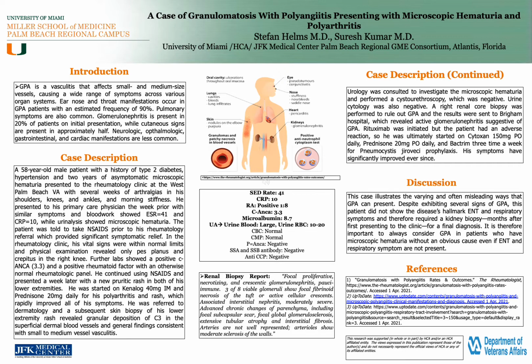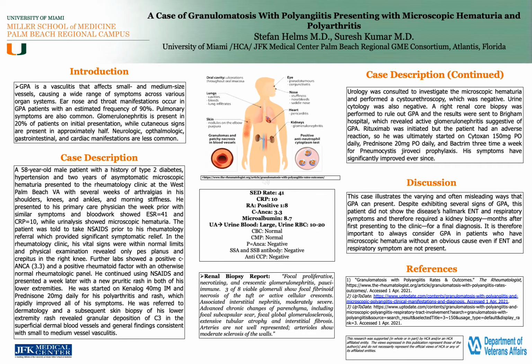So for the case, we have a 58-year-old male with a past medical history of type 2 diabetes, hypertension, and 2 years of asymptomatic microscopic hematuria, who presented to the rheumatology clinic at the West Palm Beach VA with several weeks of arthralgias in his shoulders, knees, ankles, and also presenting with morning stiffness.